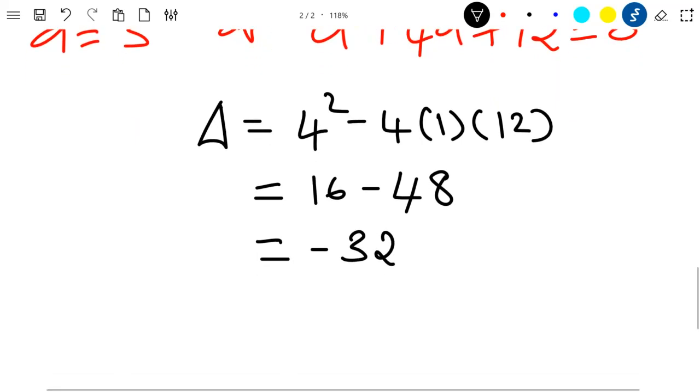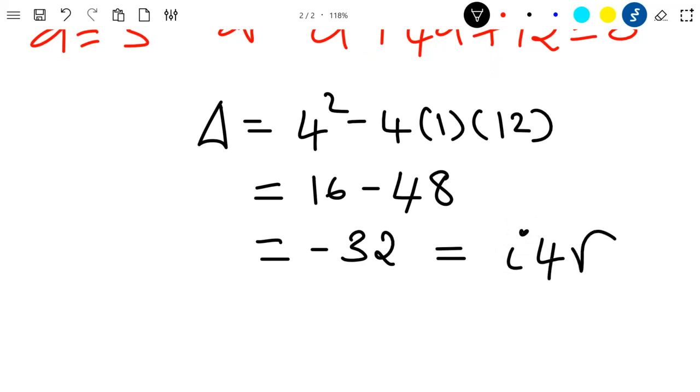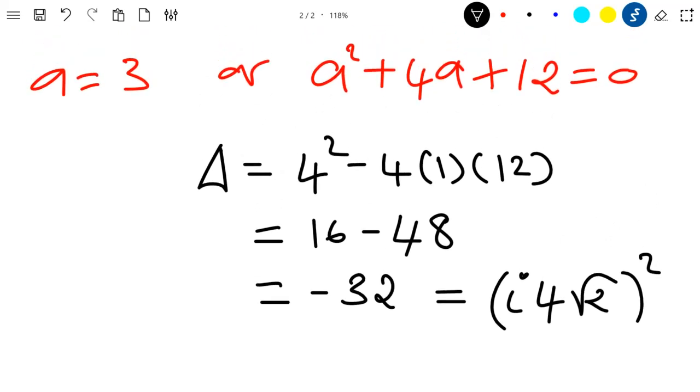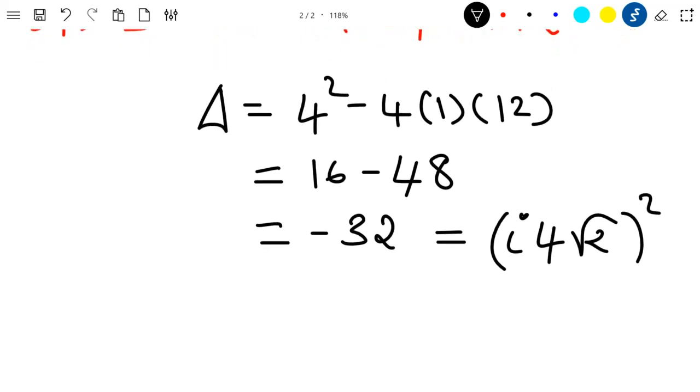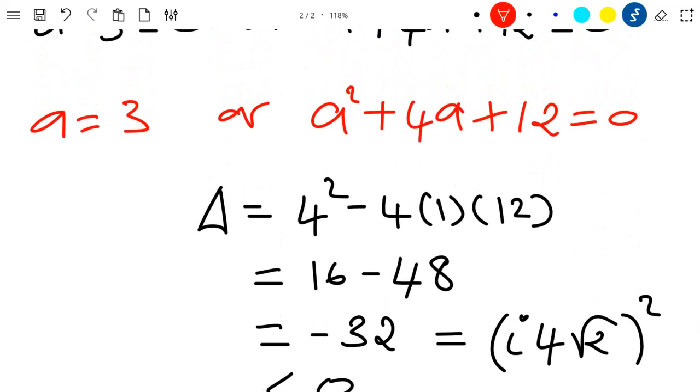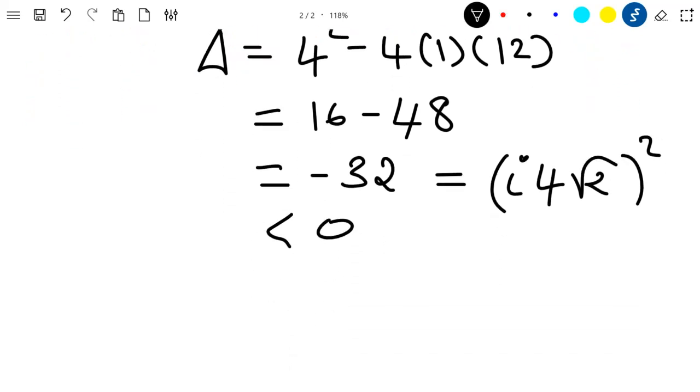You can directly see that -32 is equal to (i 4 square root of 2) squared. This means that as our delta is negative, we have two complex solutions. The first one, let's call this one a1. Let's call our second and third solutions a2 and a3, okay.